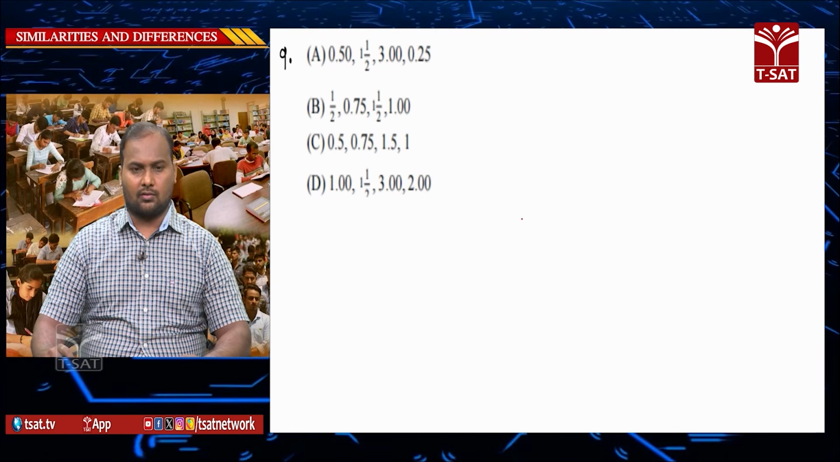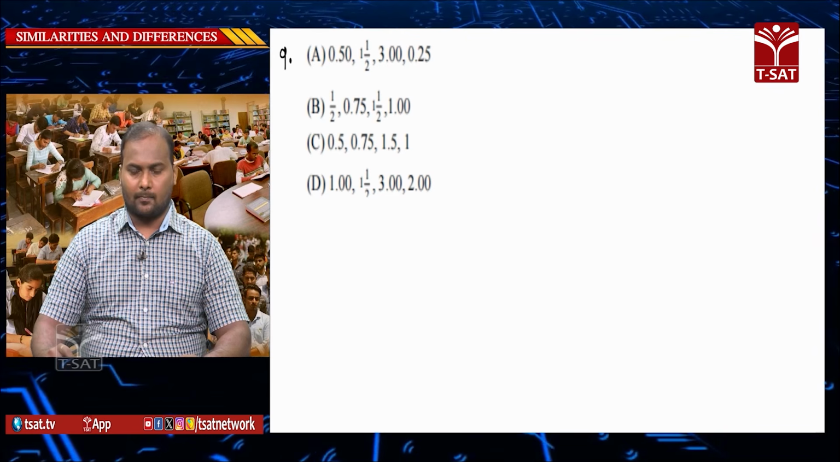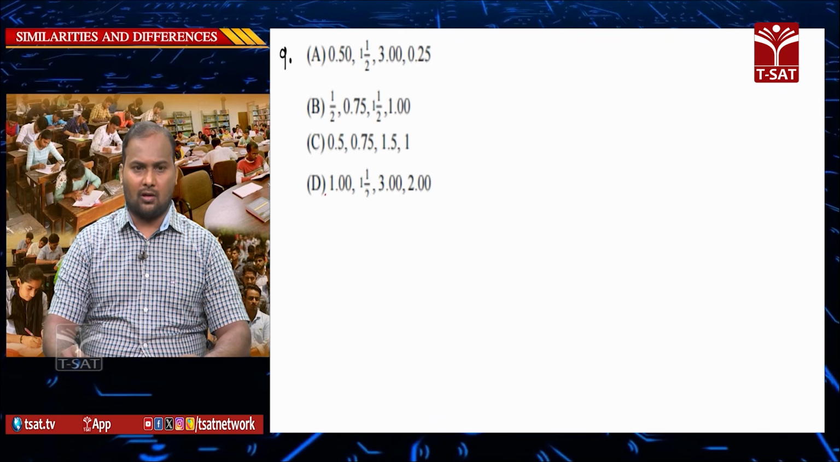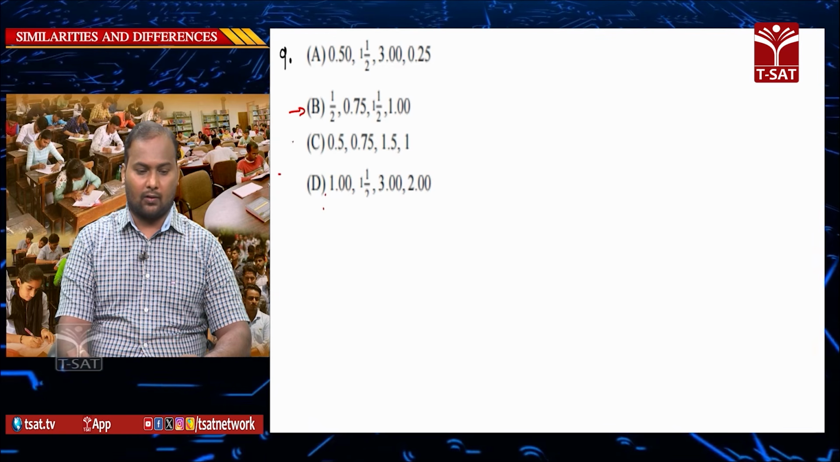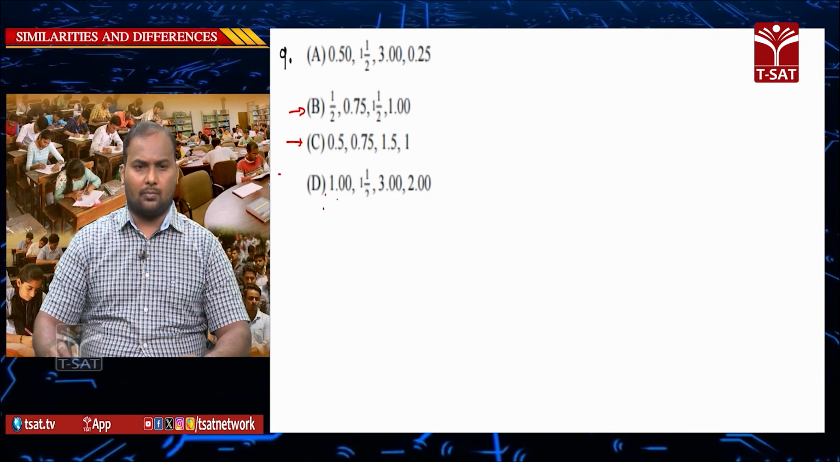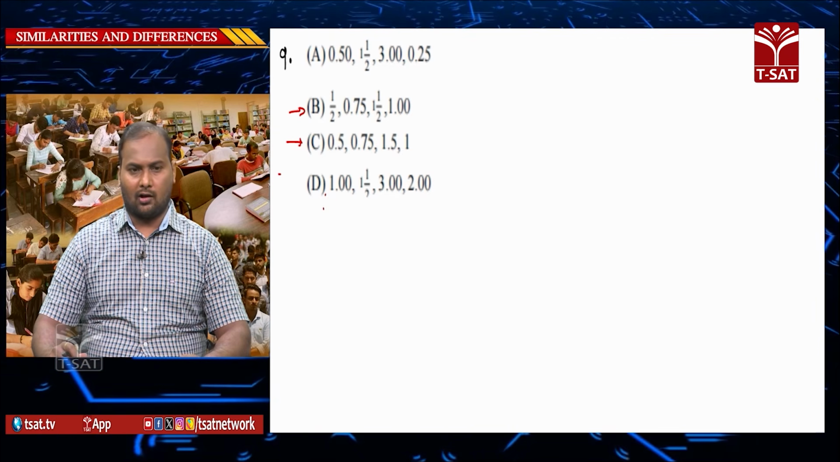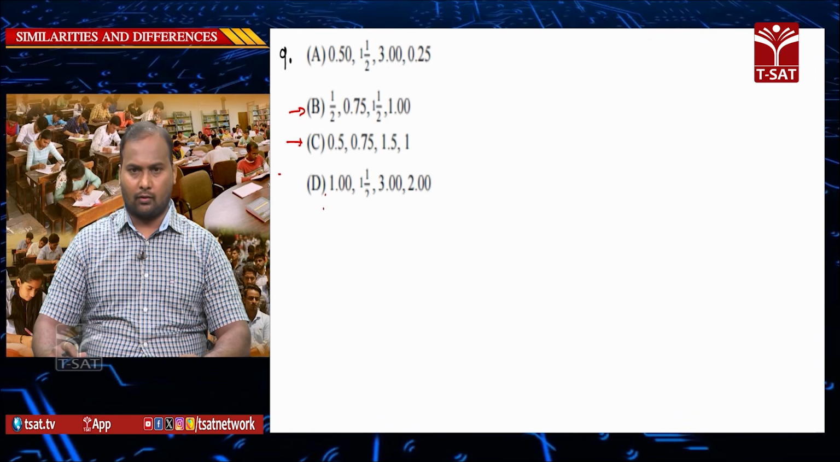If you see this question, 0.5, 1.5, 3.25. But if you see this logic here, the two options, option B and option C, both are similar. In option B, there is half, 0.75, 1.5 and 1. In the same way, in option C also there is 0.5, 0.75, 1.5 and 1.